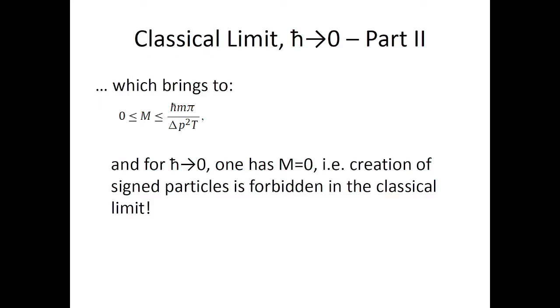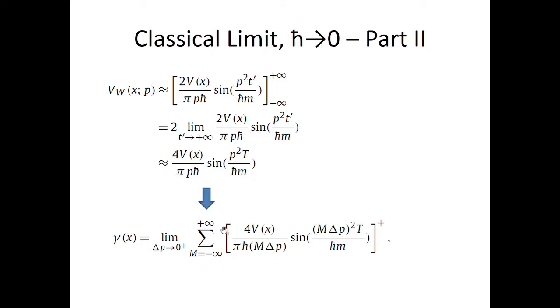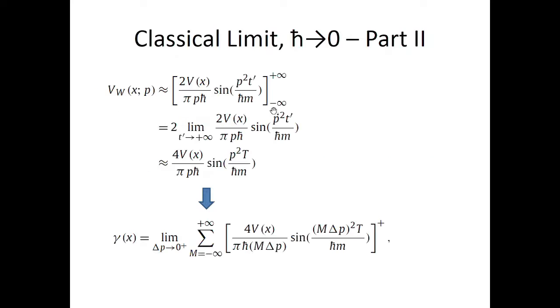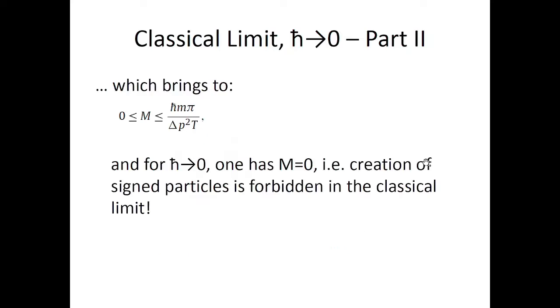This brings us to the point that this sum, as you can see here, will make sense only if m is between this value here and this value here. And this is coming from the fact that here we have a sinusoidal, and we have to take the positive part of the sinusoidal. So this can happen only if m is in this range. But for h tending to 0, this becomes 0 as well, which means that m is identically 0.